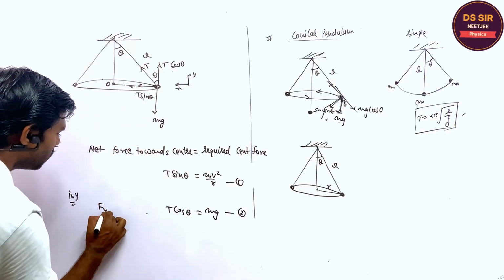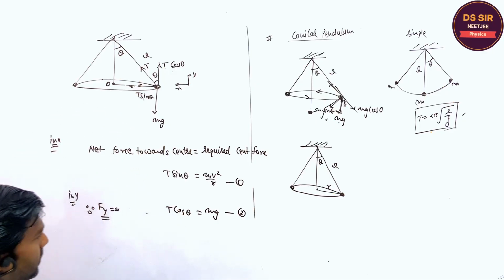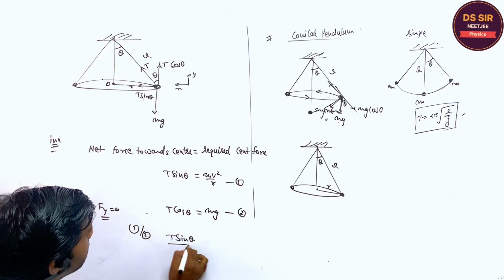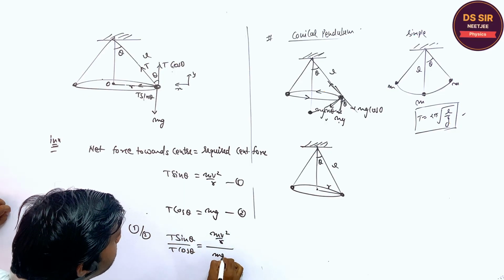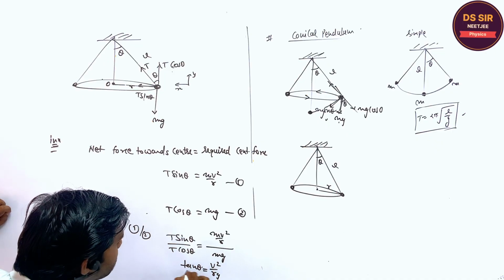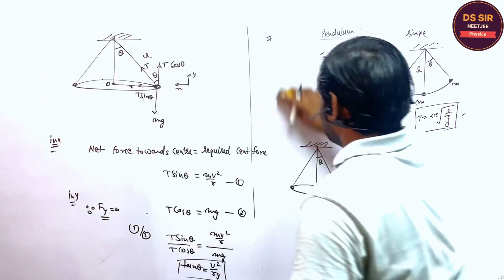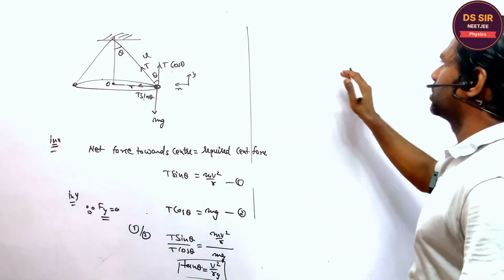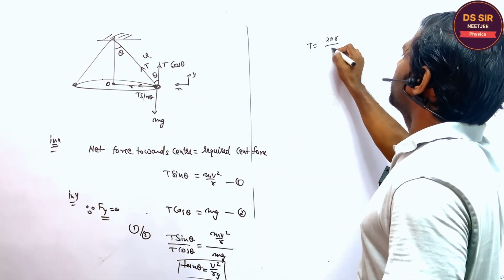Any doubt if you want to ask, you can. Dividing 1 by 2, T sin theta upon T cos theta is equal to mv square upon mg. So tan theta is equal to v square upon rg. Although this is the relation which is used many times, we have to find the time period of oscillation or revolution. So the time period will be total distance divided by speed.